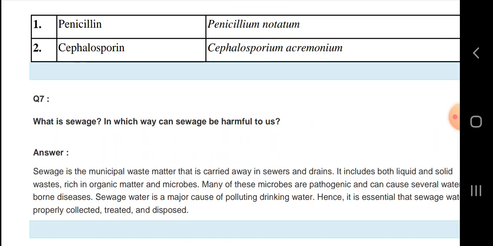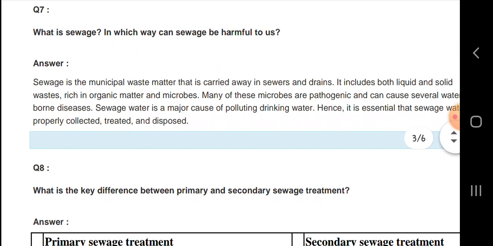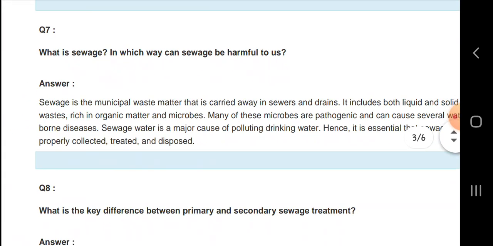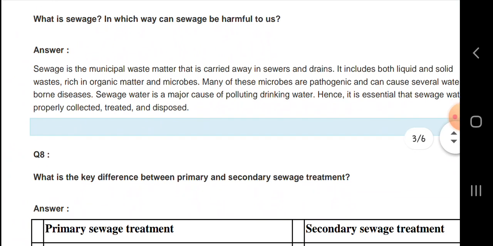Let us know the fungus source from which we get the antibiotic penicillin. It is Penicillium notatum, which gives the penicillin medicine. And cephalosporin is obtained from Cephalosporium acremonium. From this fungus we get that antibiotic.